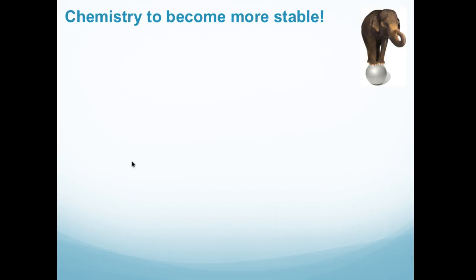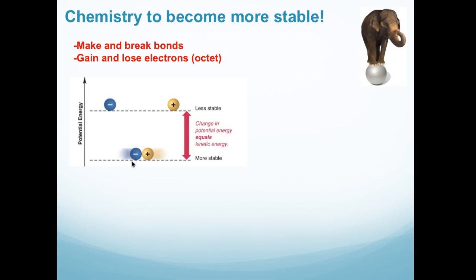Okay. So if we think about chemistry, the whole point of doing chemistry is to become stable. When we undergo a chemical reaction, we want to go to something that's more stable. The way we can do this is by either making and breaking bonds. So that's one way to become stable, and we're going to talk about that a lot more when we get to chemical reactions. And also by gaining and losing electrons.